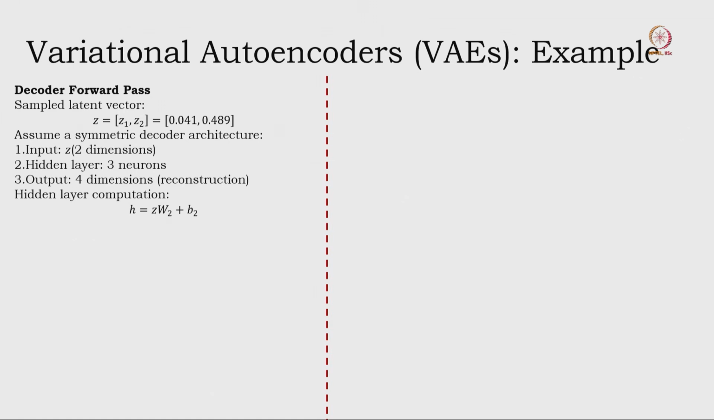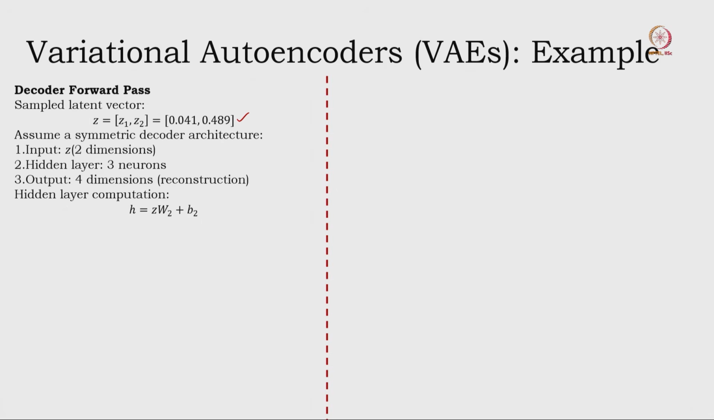So, let us continue with our calculation. So far, what did we do? We have taken the input, passed it through, and obtained the mean and variance. From that mean and variance we have picked one Z, and let us assume that the Z value is this. Now, ultimately the decoder has to reconstruct the data.